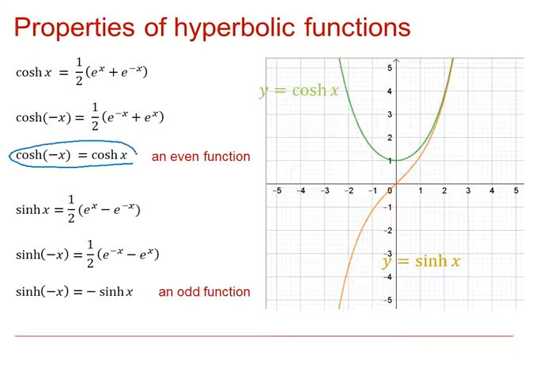Cosh of minus x is cosh x, so it's an even function, and the sine of minus x is minus sine x, it's an odd function. So they may help you remember which graph is which as well.